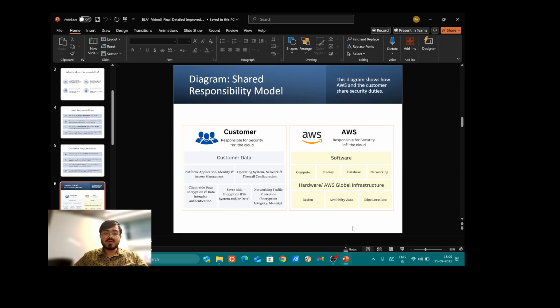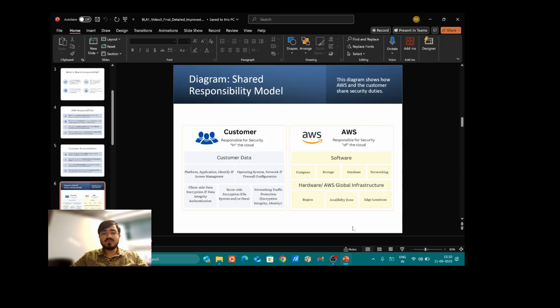We must take care of our operating systems, network, and firewall settings. If we run an EC2 instance, it's our job to keep it patched and safe. We handle data encryption, both client side and server side, and make sure traffic is protected with encryption. AWS gives us the tools, but it's our duty to use them correctly.